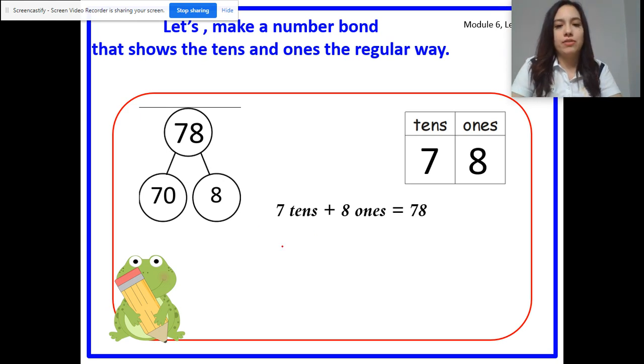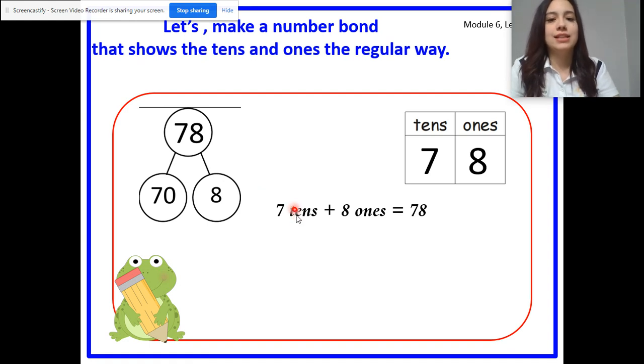First, as you can see already here, let me get my pointer so that you guys can see better. Right here, this is writing it the say 10 way. 7 tens plus 8 ones equals 78. Now say it with me. Get ready? 7 tens plus 8 ones equals 78. Very good. And now, this is how we write the number sentence the regular way.